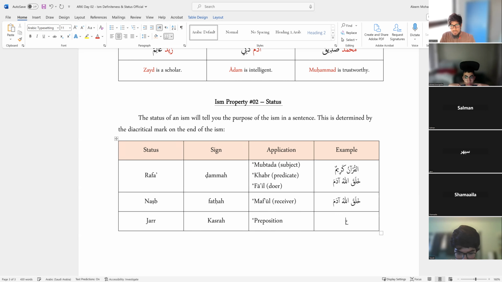So one of those words is ala, right? Any word that comes after ala will bear a kasra in a state of jar. So ala al-bayti, which translates to on the house, right? This word here is in a state of jar. How do I know that? Because it bears the kasra, right?